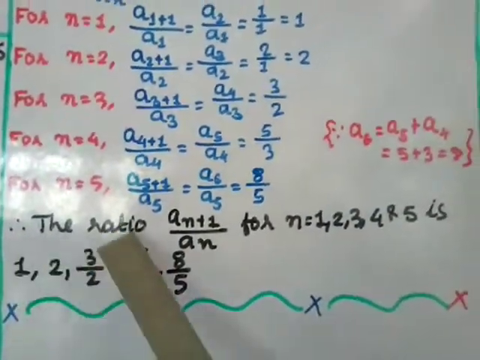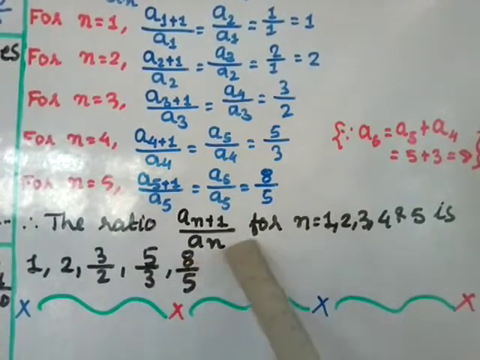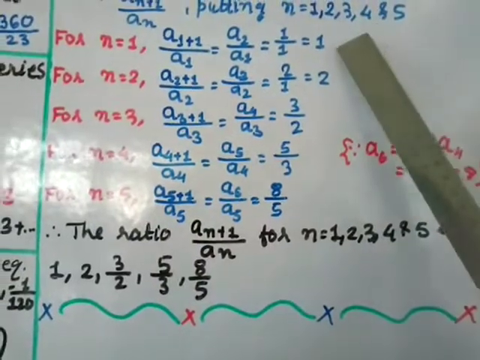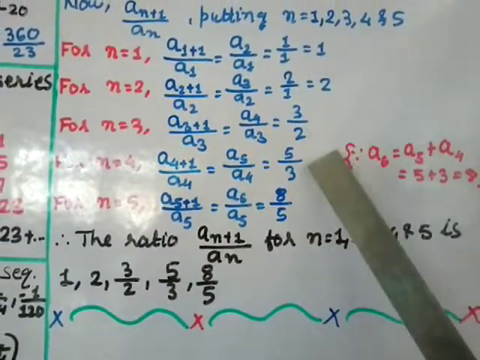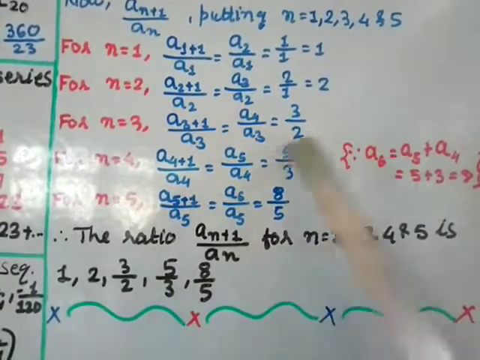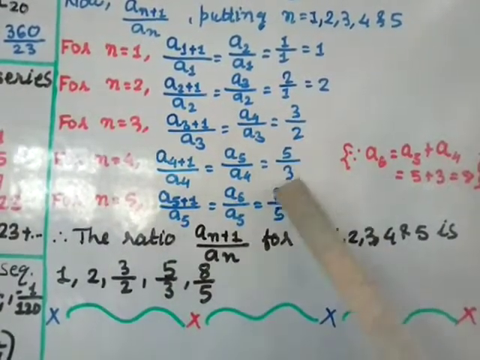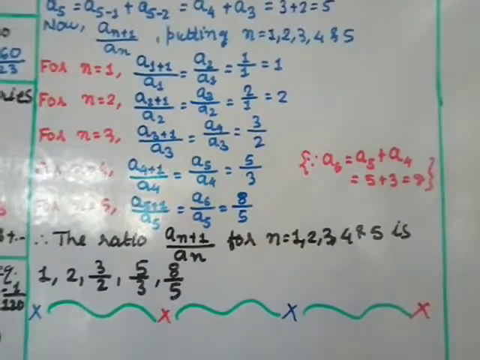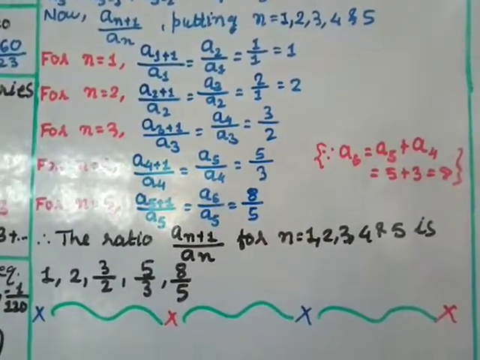So that means the ratio an plus 1 by an for n equal to 1, 2, 3, 4 and 5 is 1, 2, 3 by 2, 5 by 3, 8 by 5. Okay, these are the values I have written here: 1, 2, 3 by 2, 5 by 3 and 8 by 5. Okay, so here we end exercise 9.1. We'll keep this point for today. Thank you very much.